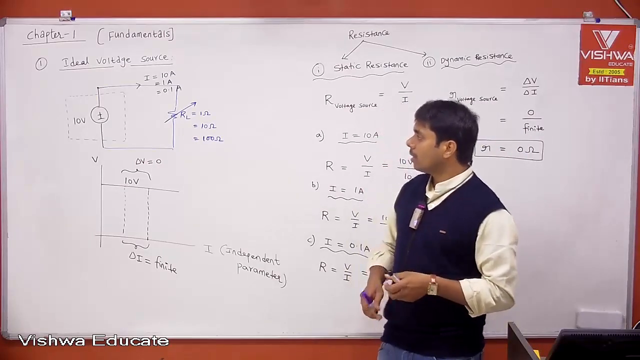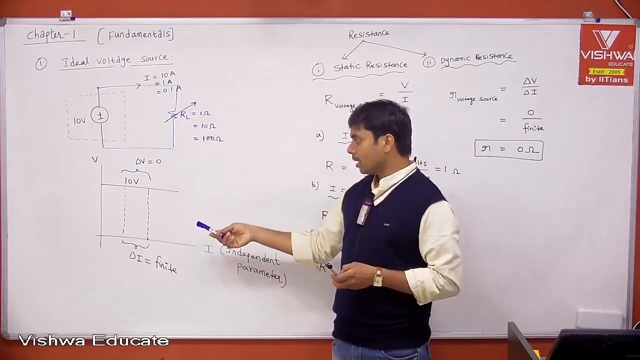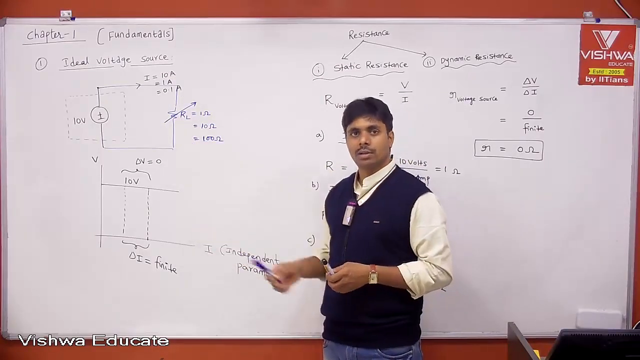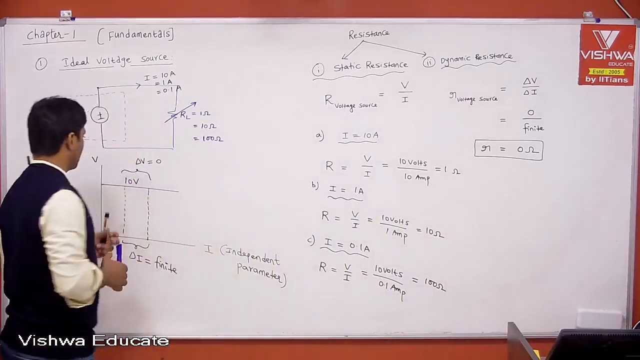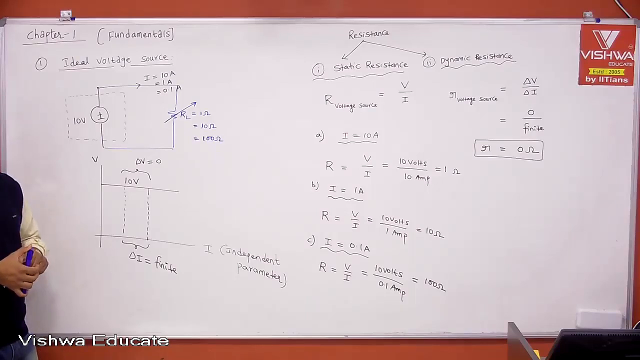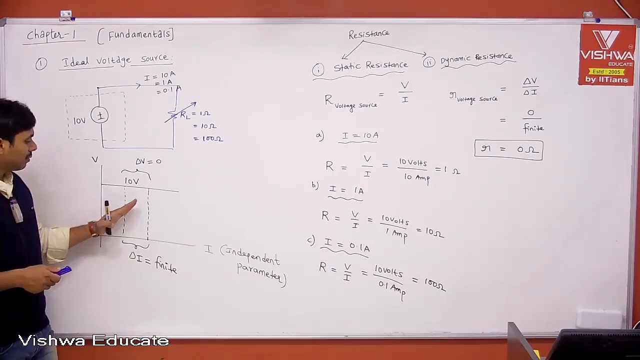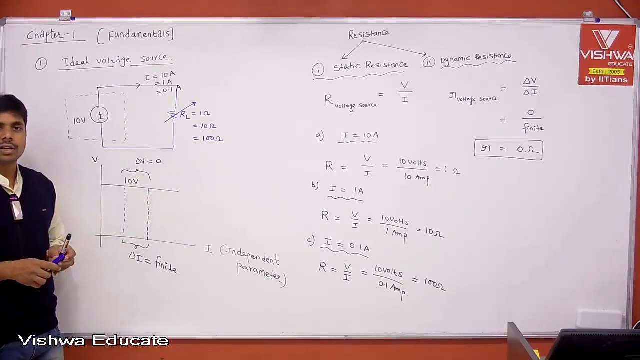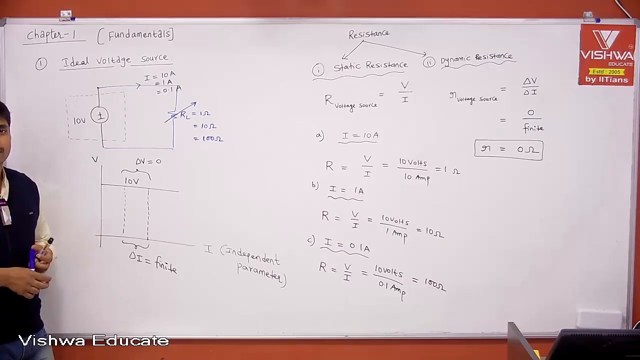Tell me, is your voltage source, ideal voltage source, linear or non-linear? I am speaking with respect to voltage and current. Is it linear or non-linear? What do you mean by linear? Linear is nothing but, let us say, if current is increasing, voltage is also increasing proportional to the current, then only we can call it linearity between voltage and current, right?